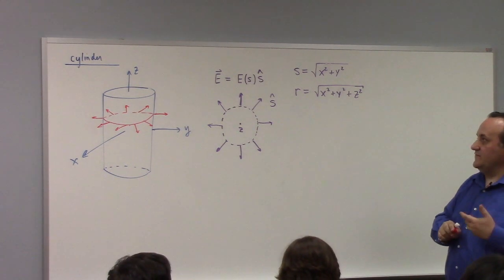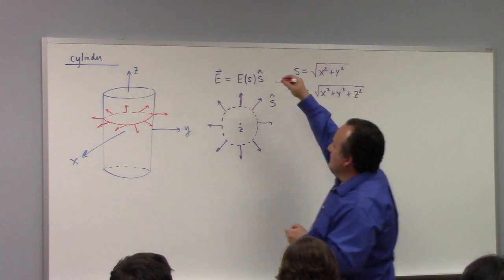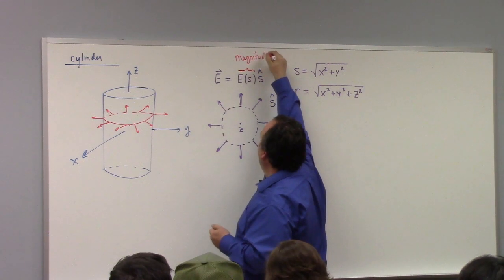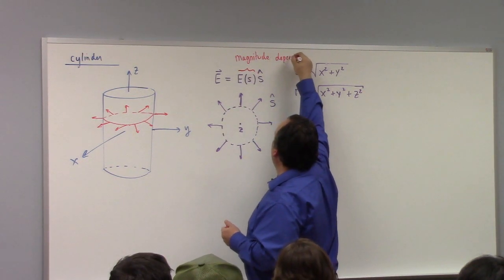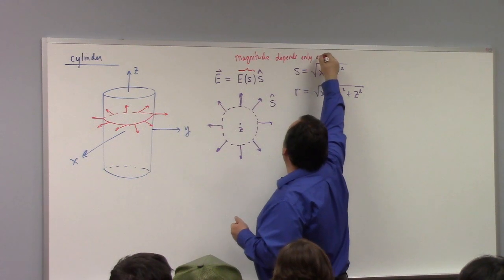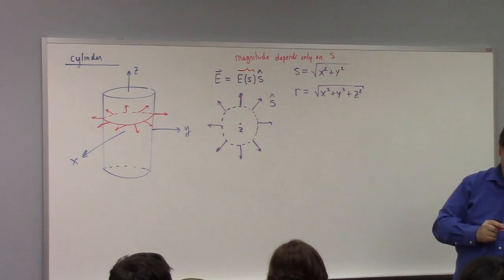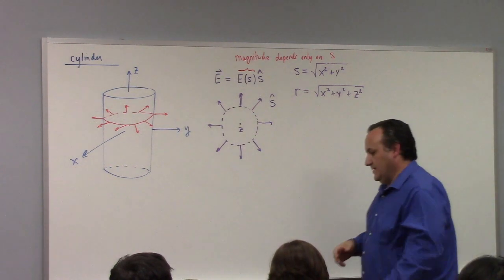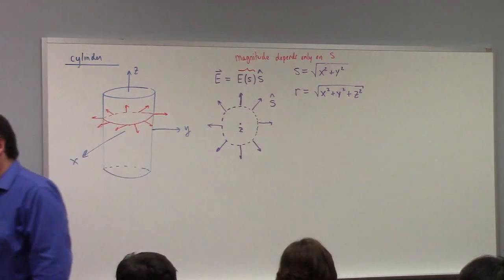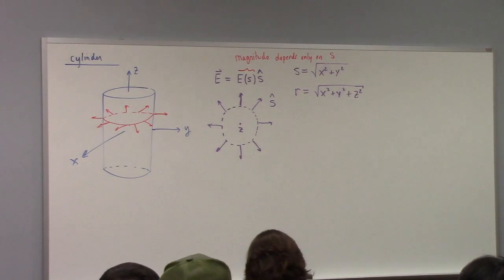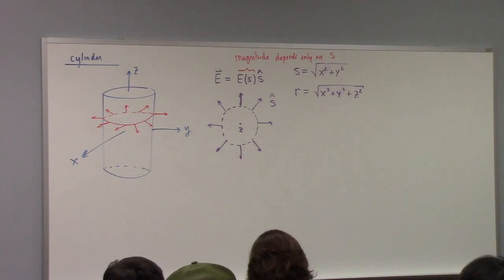What would the flux of this electric field be? So here I just mean that the magnitude depends only on s. All right? That's the start of it, but it's never the end of it. Let's see here.